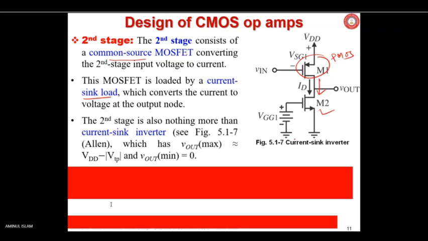It's a current source, or you can say current sink, which converts the current ID supplied by M1 into voltage. Here you get the voltage at Vout because of the M2. The second stage is also nothing more than a current sink inverter. It is an inverter circuit, a CS amplifier circuit.